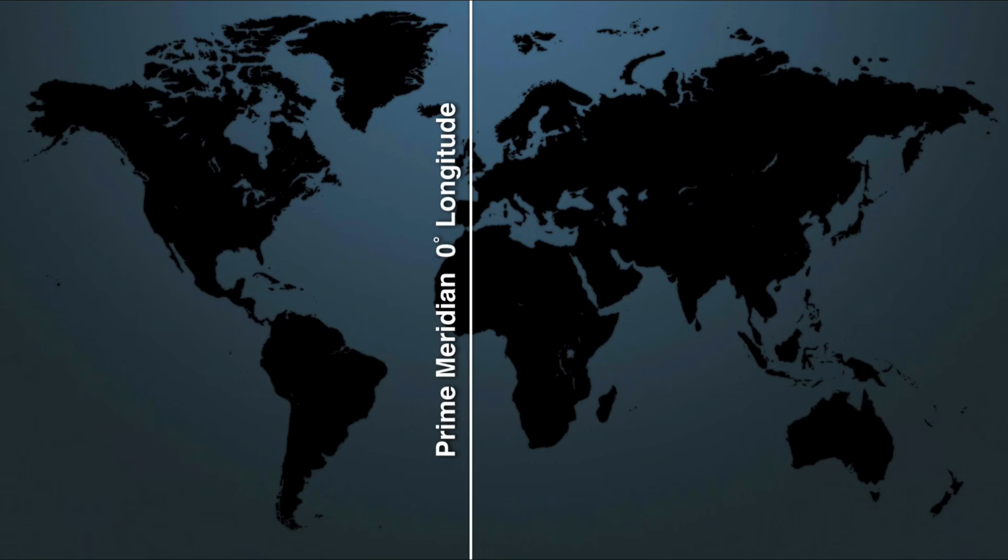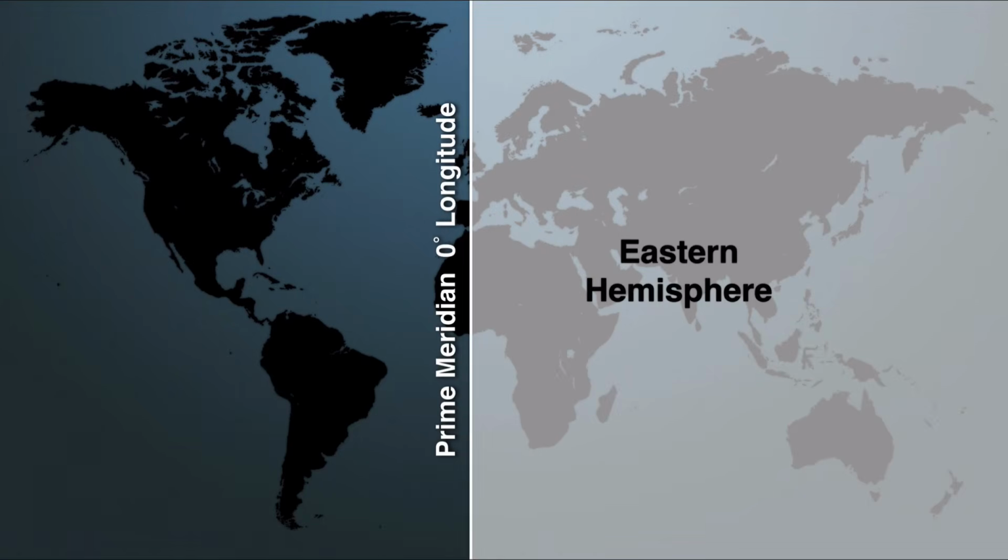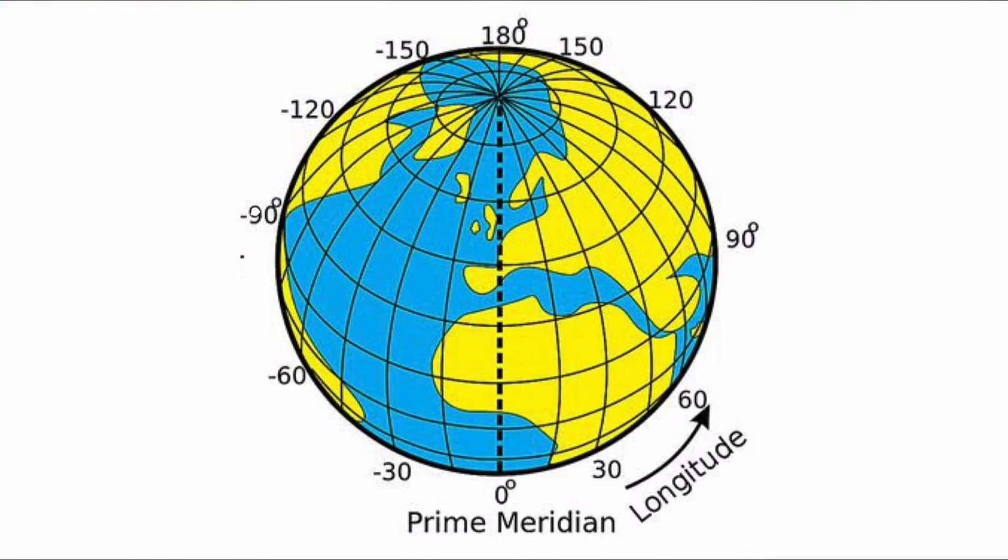Moving on to longitude. Now, longitude runs top to bottom, and it divides the Earth into eastern and western halves. If you are on the left of the prime meridian, that's the western hemisphere. If you're on the right of the prime meridian, you're in the eastern hemisphere. Now, lines of longitude, as I said, run from top to bottom, and unlike the lines of latitude, these do intersect at the two poles. So in that case, we call them meridians.